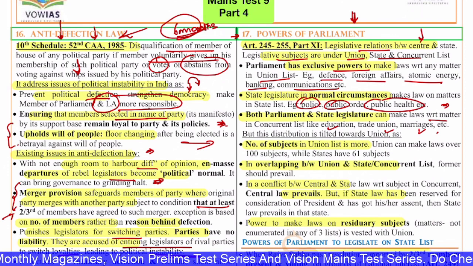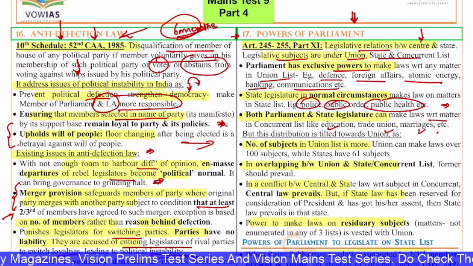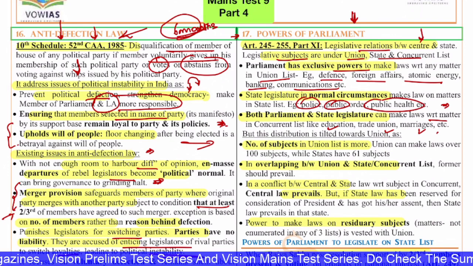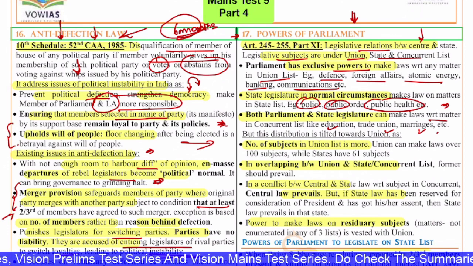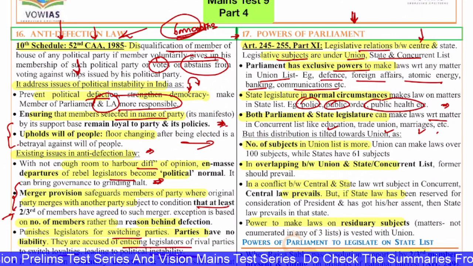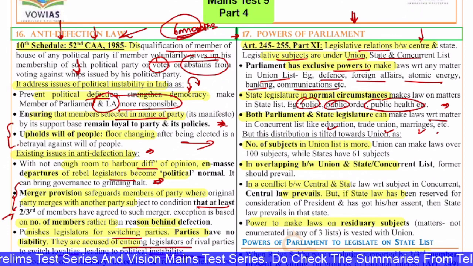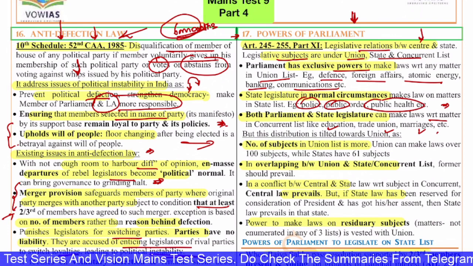So, with regard to the separation of powers, we can say everything is clearly defined. On the union list, the center will have power. On the state list, the state will have power. But on the concurrent list, both of them will have power. But if the state passes any legislation and after that the center passes another legislation, then the center's legislation will overtake the state's legislation. So the state legislation will not have any value. That we have to remember.